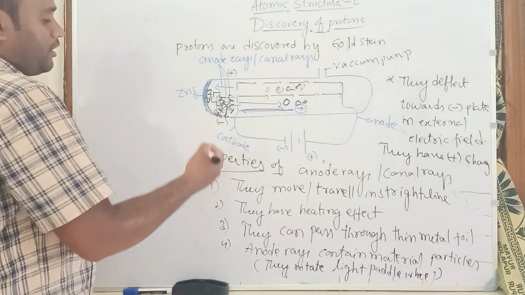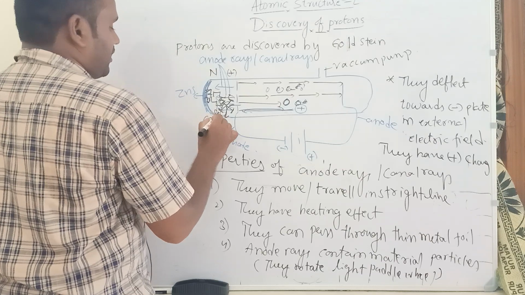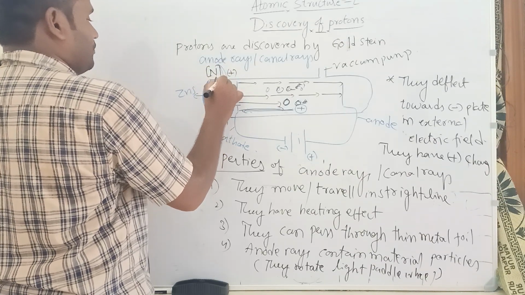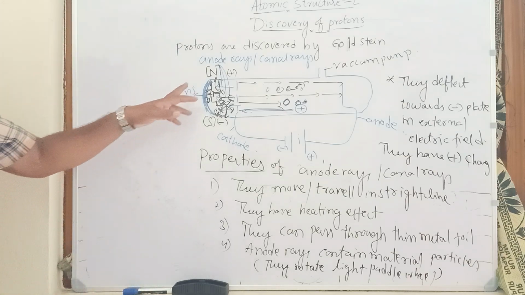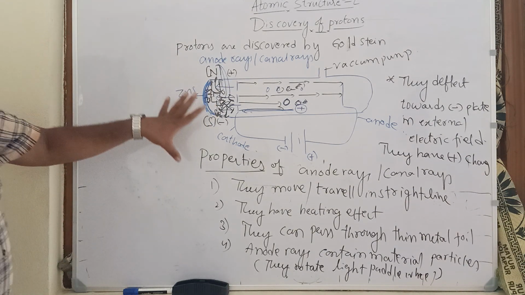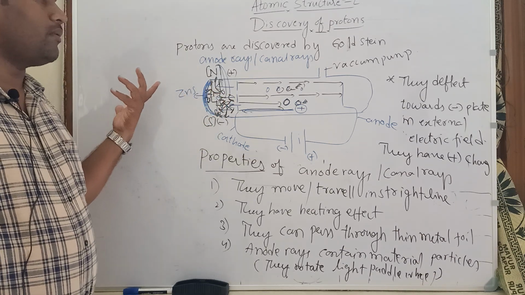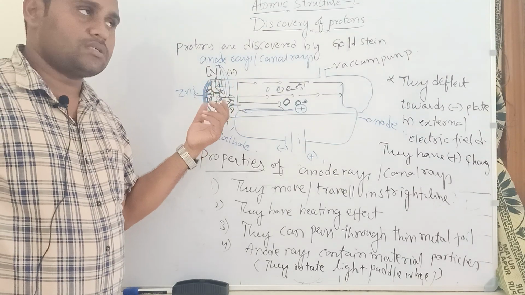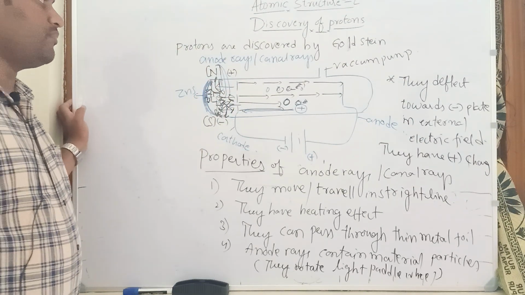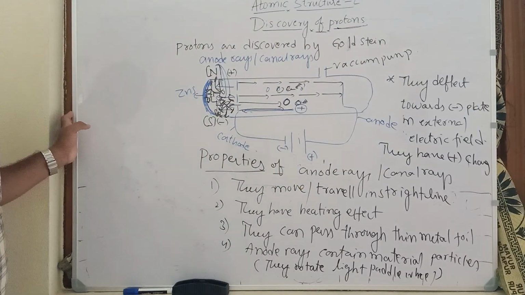And when you apply an external magnetic field, they deflect towards the north pole. That also proves that they have a positive charge. So these anode rays are nothing but what? Protons. For these anode rays, the scientist Rutherford gave one name, that is proton. So what is happening here?